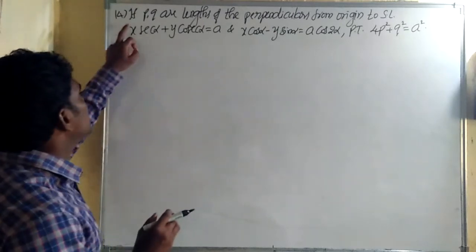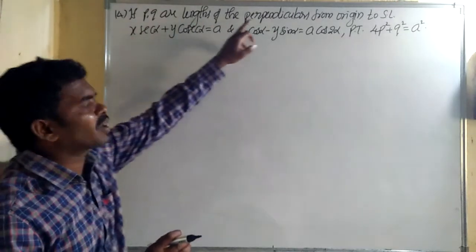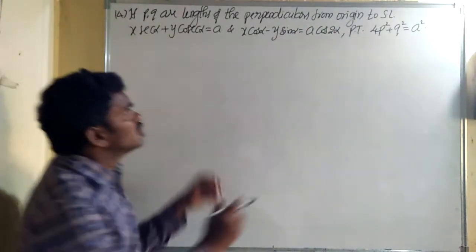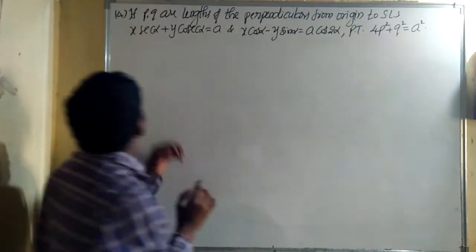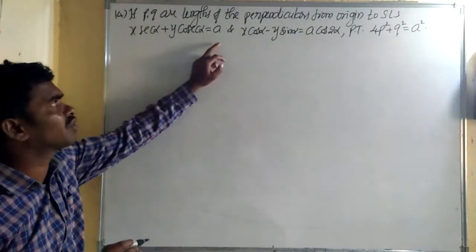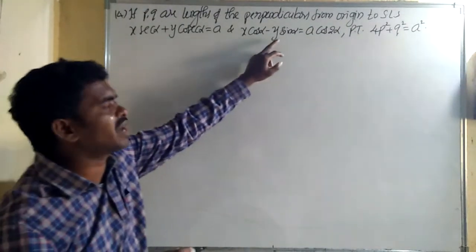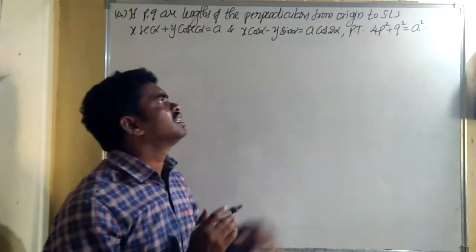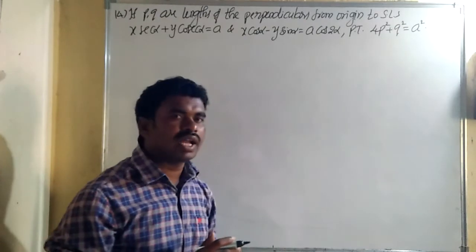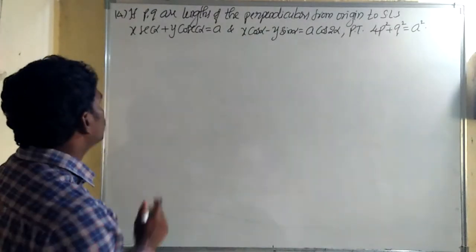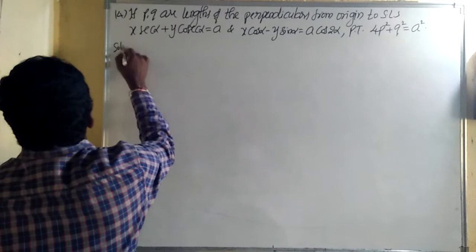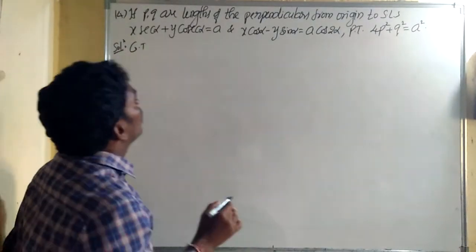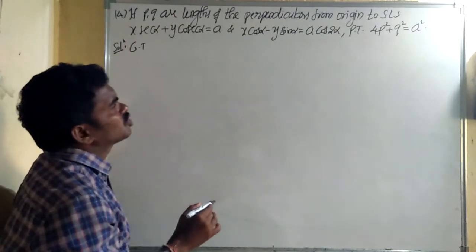Okay, if p comma q are lengths of the perpendiculars from the origin to the straight lines x sec alpha plus y cosec alpha equal to a, and x cos alpha minus y sin alpha equal to a cos 2 alpha, then prove that 4p square plus q square equal a square. How to solve? Given that p comma q are the lengths from origin to the straight lines.